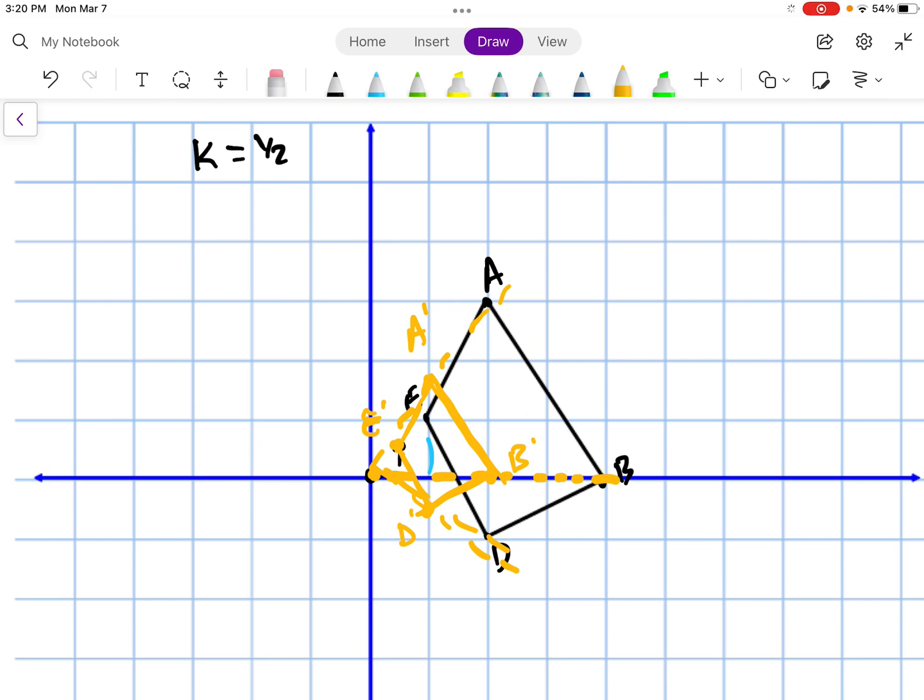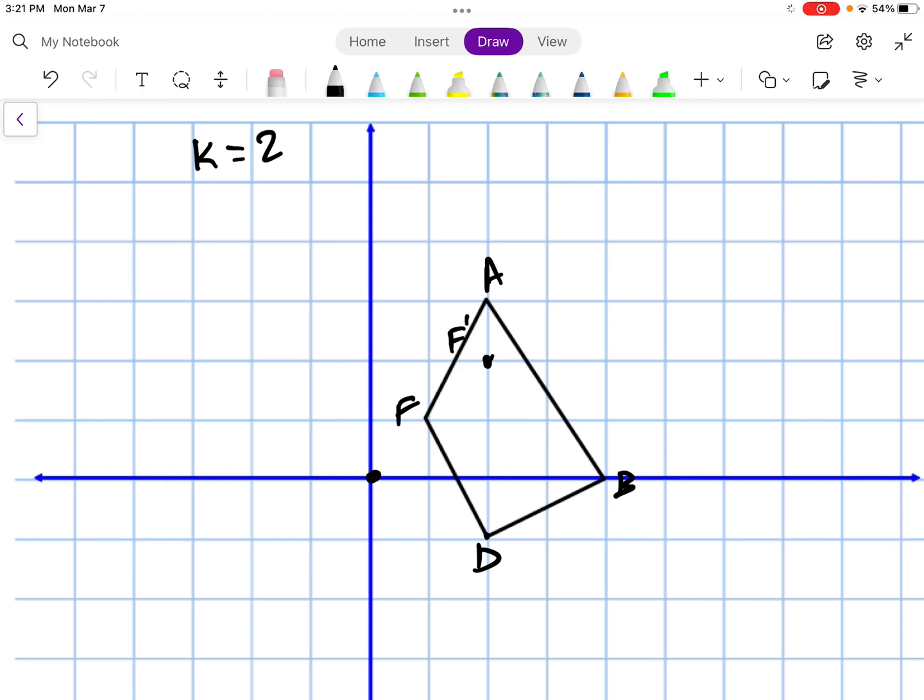Something else that's kind of cool and really easy is, let me show you one more example with this one. If you look at this same problem, but let's do a scale factor of 2 again, just because it's really easy to do and to see. So if I double those distances, the F is over 1 up 1, so I'm going to go over 2 up 2. This is the new F prime. A is over 2 and up 3, so I'm going to go over 4 and up 6. That's all the way up here at the top.